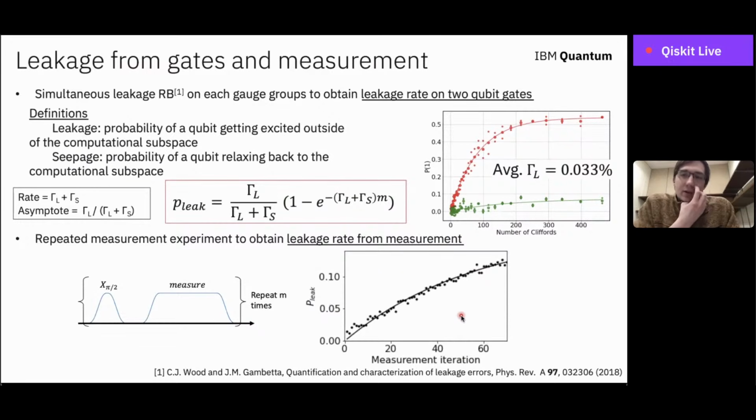So you get plots like this, where as you repeat the gate, the amount of leakage goes up, and you can fit to this curve, this P leak. From that, you get the leakage rate, gamma sub L. You also get what's called the seepage rate, which is the probability that the qubit goes back into the computational space. You can do this for both gates and also for measurements. For measurements you repeat multiple times, just as you do for the gate. This way you can estimate your leakage rates.